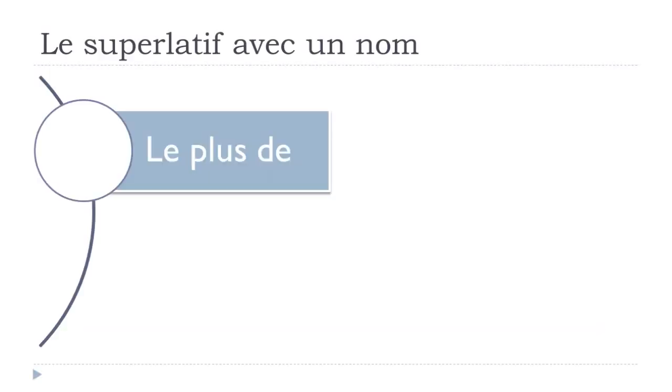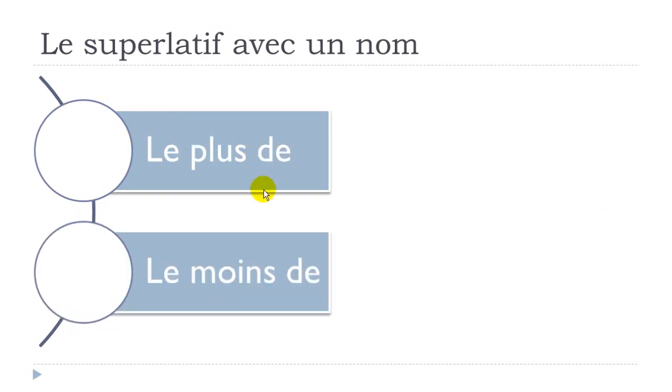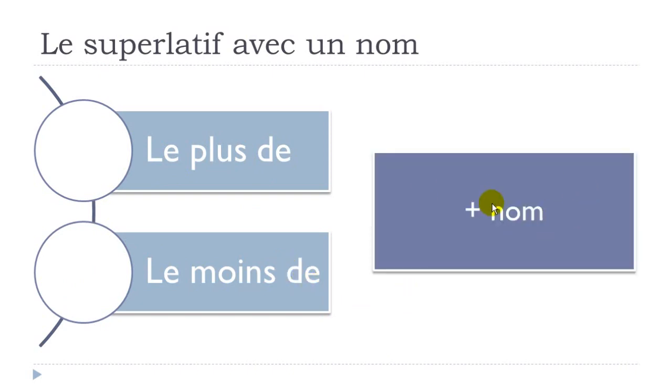So it's quite simple because you don't really need to care about whether it's masculine, feminine or plural. You just put le plus de or le moins de, so the most, the least, okay? And after that you will put your noun. Okay, le plus de, le moins de, and then your noun.